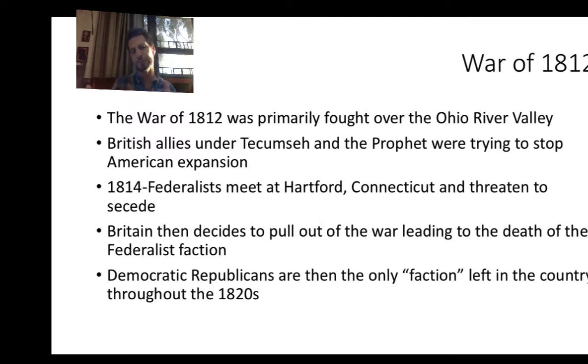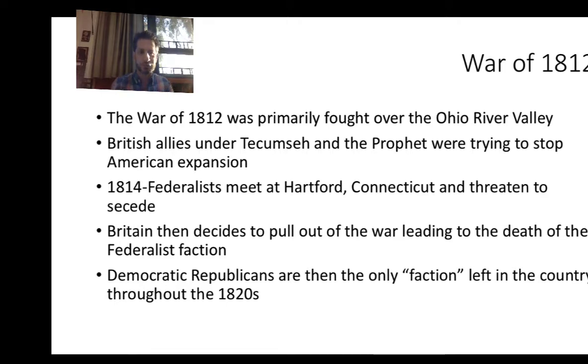What's important for political party formation is what happens in 1814. So 2 years into the war, the Federalists had opposed going into the War of 1812. They saw it as really just an issue of Democratic Republicans using this war as a way to gain more farming land. So they meet at Hartford in Connecticut and they threaten to secede. Well, only a few months later, Britain decides to pull out of this war, leading to the death of the Federalist faction.